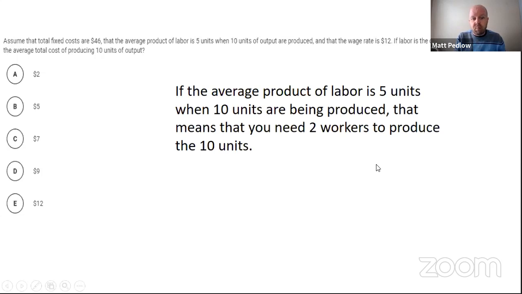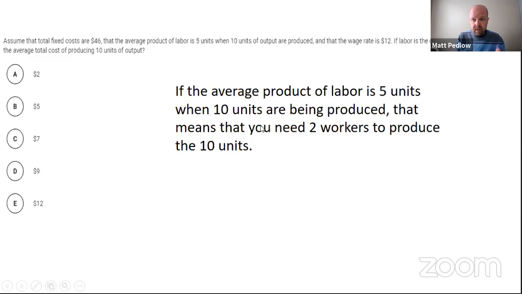Now, your average product of labor is 5 units when 10 units are produced. So what does that mean? Every time I produce 10 units, on average, each unit of labor can make 5. So how many workers did it take to produce 10? 5 times 2 is 10. So I need 2 workers to make those 10 units.